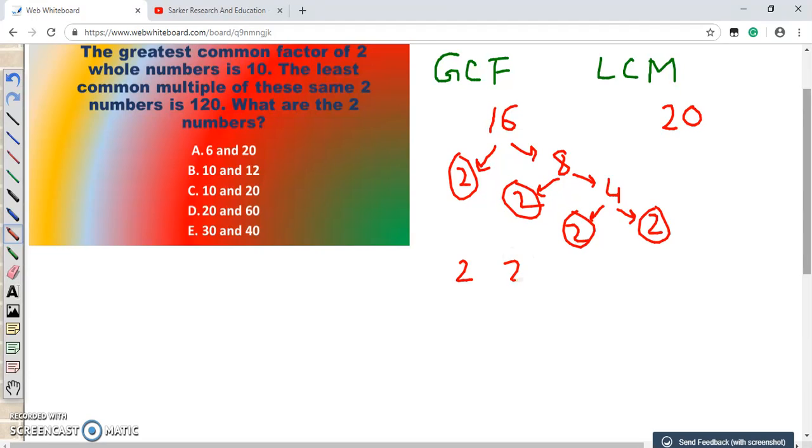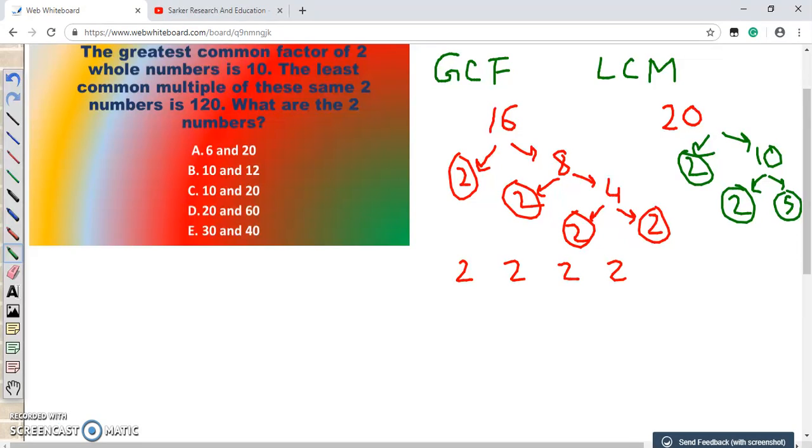I will write them down. So I got 2, 2, 2, 2. Let us do the same for 20. The root for 20 is 2 times 10 is 20. And then 2 times 5 is 10. Let me circle the roots or the factors here. I will write the factors for 20 as 2, 2 and 5. So this is the set for 16 and this is the set for 20.